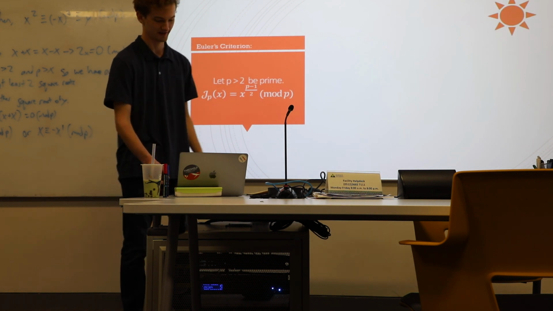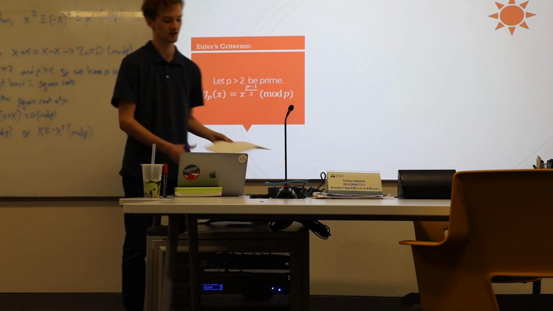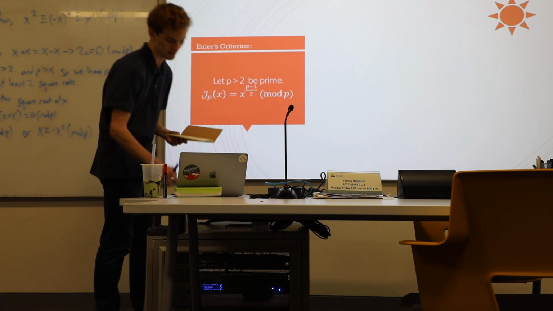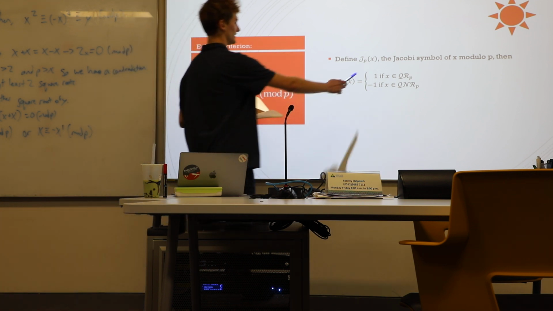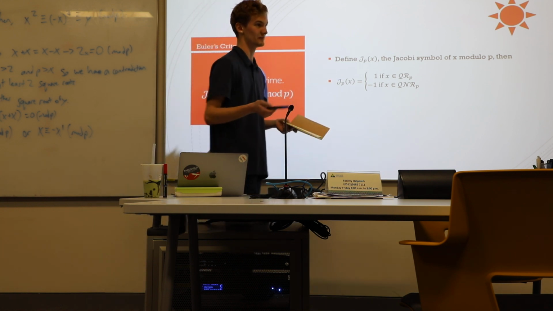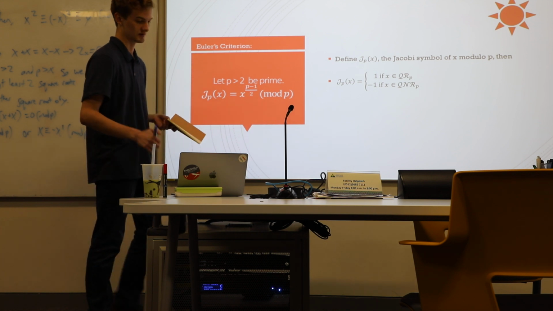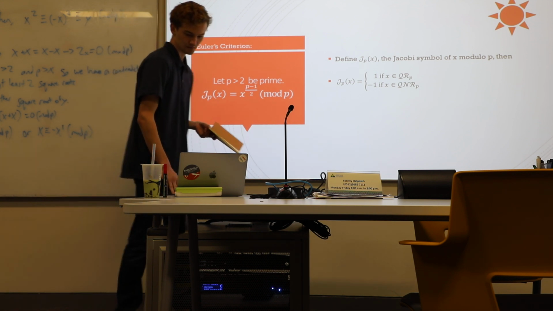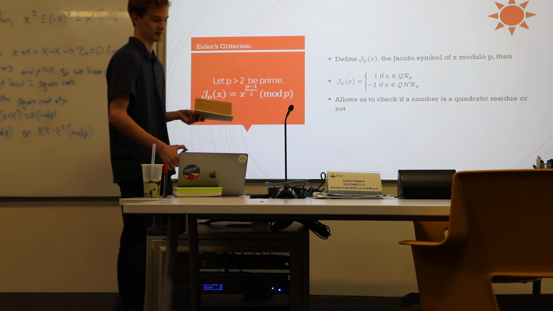All right, we got another thing to look at. This is called the Jacobi symbol. It's basically defined to be positive 1 if the input is a quadratic residue modulo p, and negative 1 if it's not a quadratic residue. And it allows you to check whether a number is a quadratic residue or not.